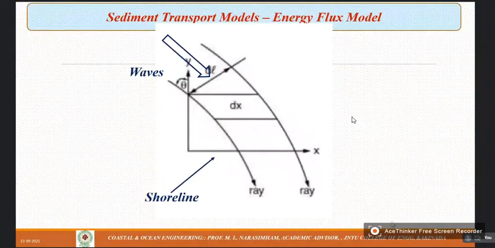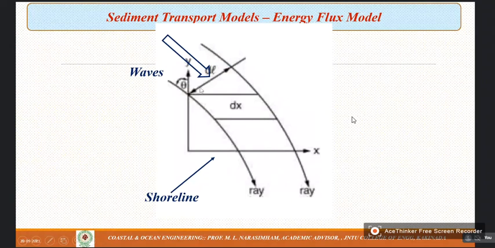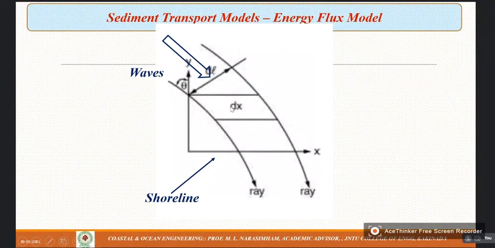So what we do is, these are all wave rays. This is the length of the crest. So I have taken some dl, delta L. If this angle is theta, there is a relationship between this delta x and this delta L in terms of theta. Okay.